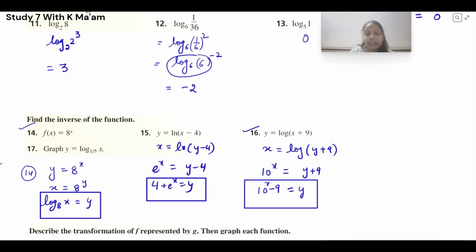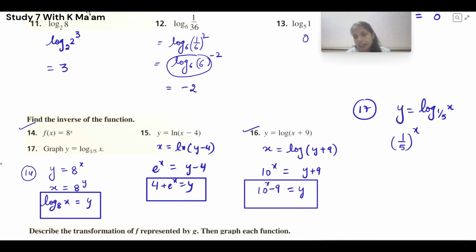Next it says graph this 17 question. You have to graph y equals log base 1 by 5 of x. There are two ways to graph it. One is you can substitute the values of x and get the graph. The other is to draw the graph of its inverse. And we know that the inverse graph is a reflection about y equals x. So its inverse is 1 by 5 to the power x.